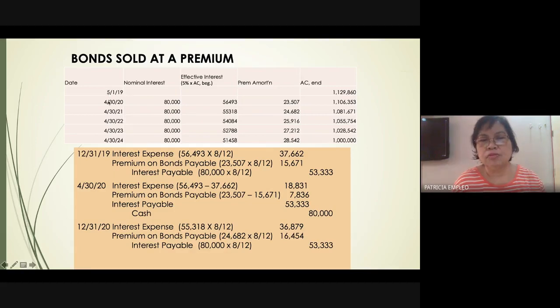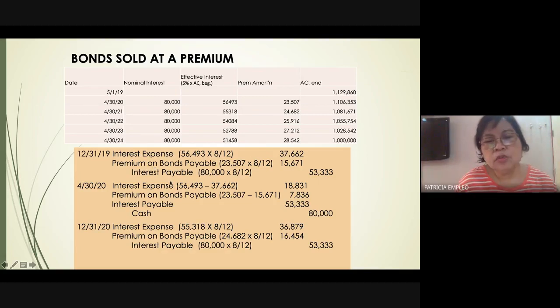So from May 1, 2019 to December 31, 2019 is 8 months. Therefore, 56,493 times 8 over 12 is 37,662. So we debit interest expense 37,662. Credit interest payable, that is for 8-month period. Interest accrues with the passage of time. So 80,000 times 8 over 12 is 53,333, such that the difference between the two is the premium amortization, which is computed this way also. That is 23,507 for 12 months, but for the first 8 months, which relates to the year 2019 over 12, that will only be 15,671. And therefore, this is your adjusting entry.